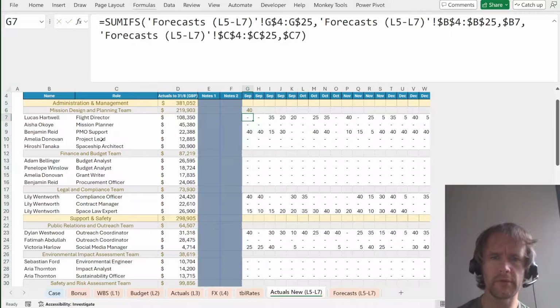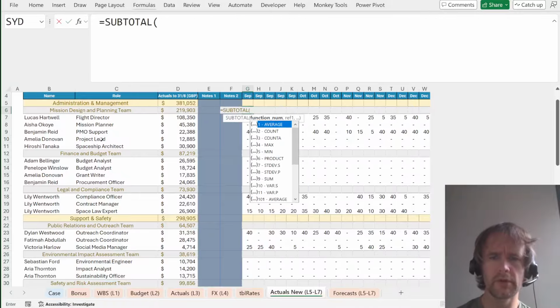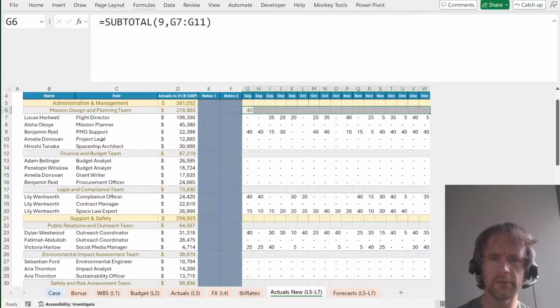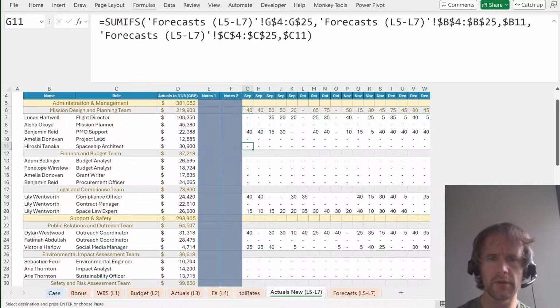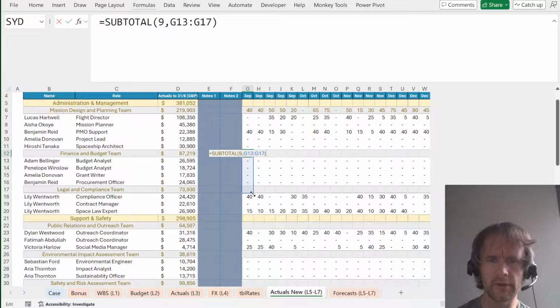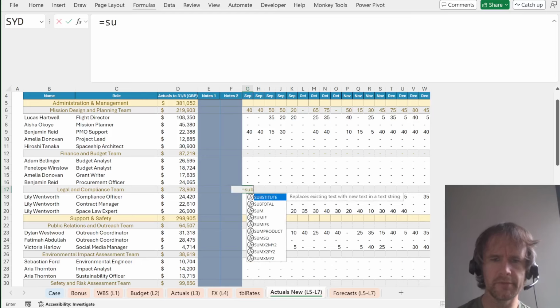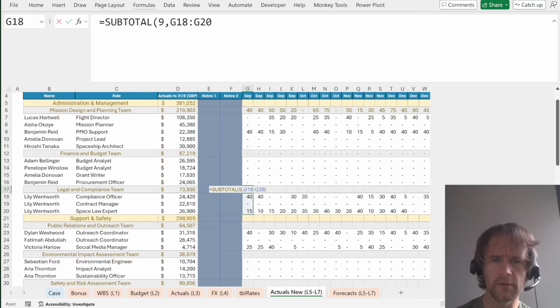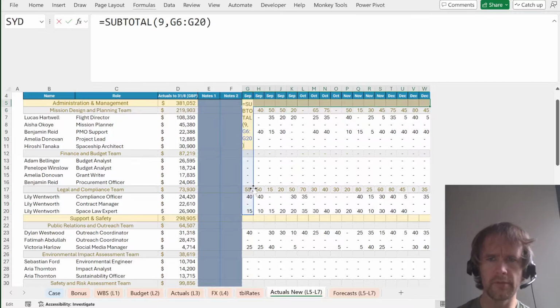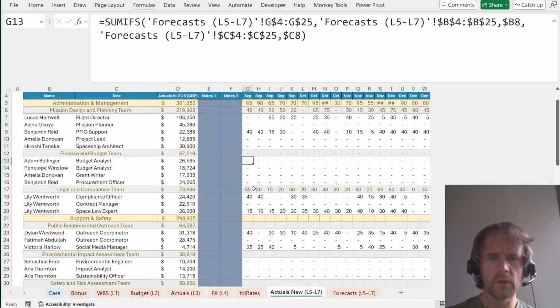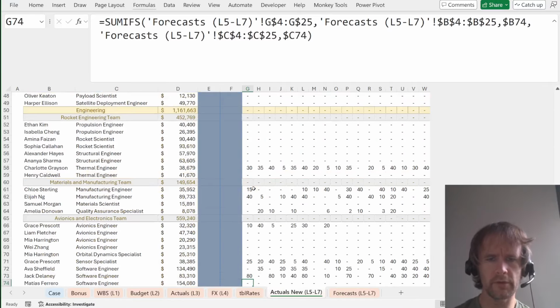So this should be the sum of, actually, let's make it the subtotal. 9, just 9 is fine, of what's below. Then that can go there. Is there a smarter way to not have to resize them all? I don't know. And then this can be subtotal 9 of all of those. Cool. I guess let's go all the way to the bottom and do them from the bottom up.